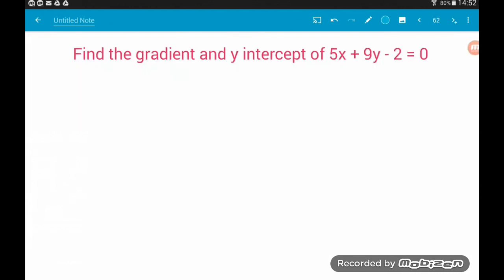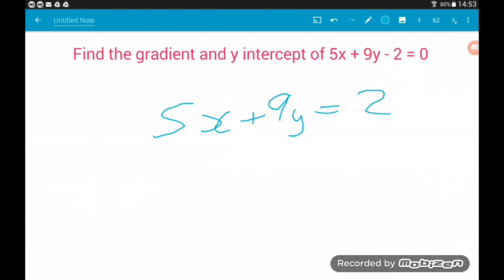Okay, first up then we want to find the gradient and y-intercept of 5x plus 9y minus 2 is equal to 0. So it's not too tricky, we just need to make y the subject of this equation. So I'm going to start by adding the 2. So that's going to give us 5x plus 9y is equal to 2.